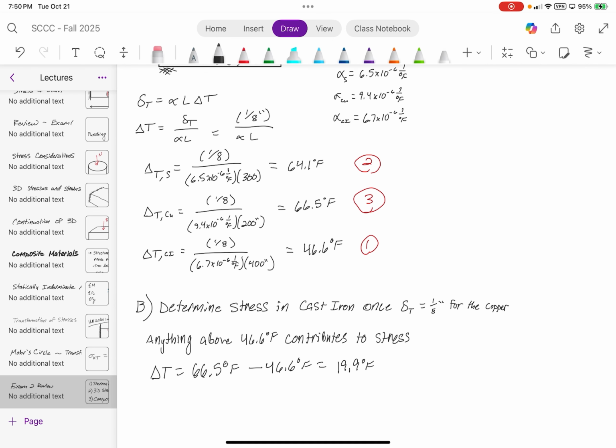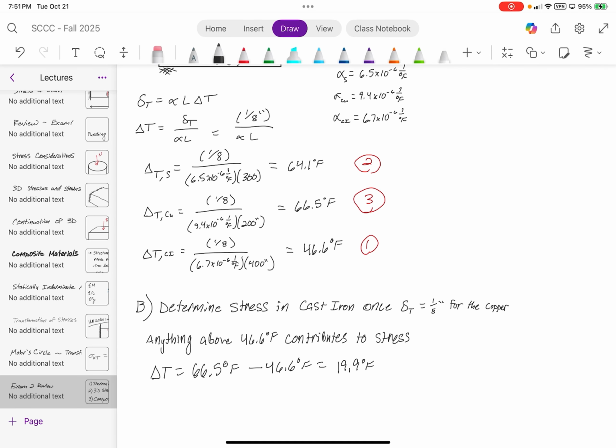Well, let me ask this, is the cast iron going to continue to grow in length as the copper is closing the gap? No. So, once the copper closes the gap, oh, okay, since it's still increasing in temperature because of the next one, it's still putting force, okay.